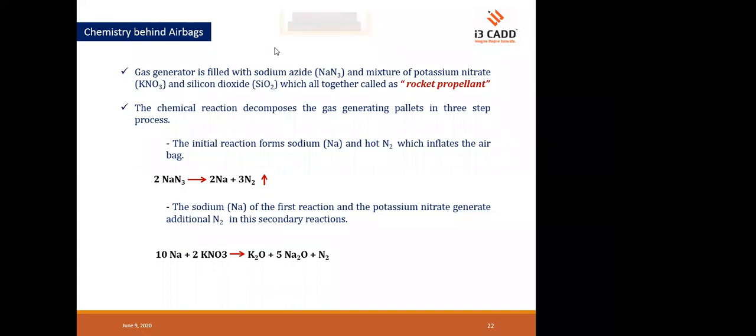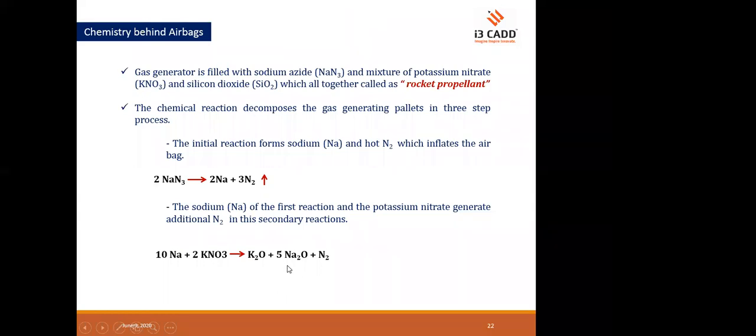Right? So in the next process, the sodium obtained from the first reaction is now allowed to react with the potassium nitrate in the mixture to produce potassium oxide, sodium oxide, and additional N2 gas. This additional nitrogen gas is combined with the gases generated in the first reaction to enter the airbag. And the remaining oxides are again harmful substances.